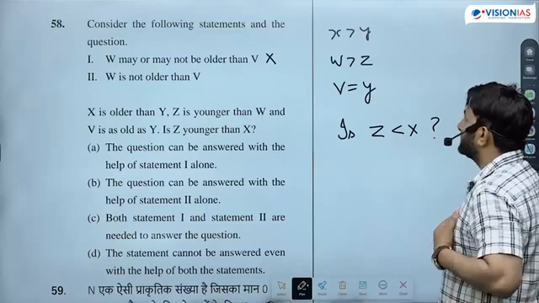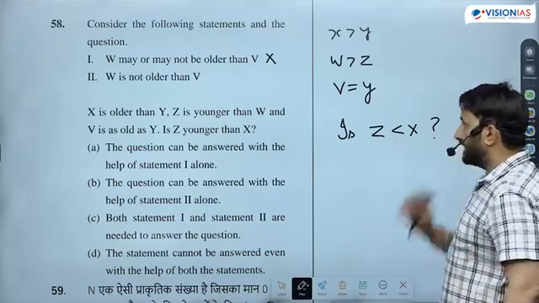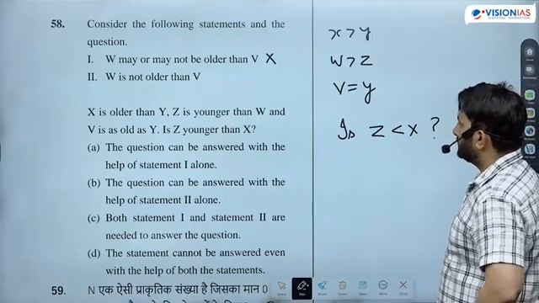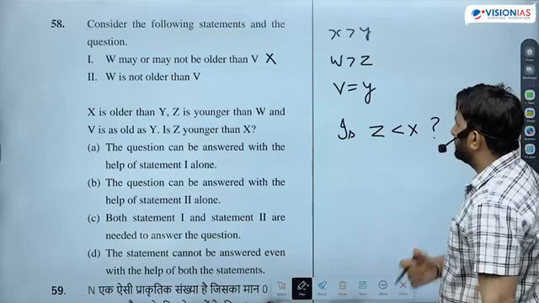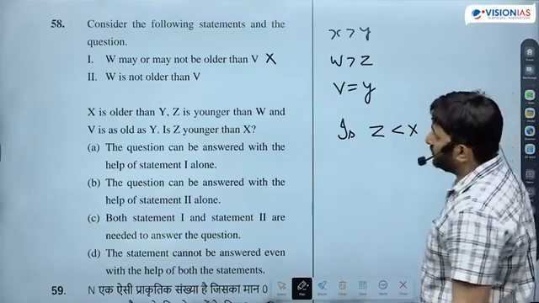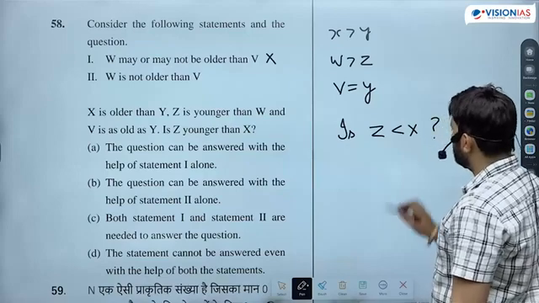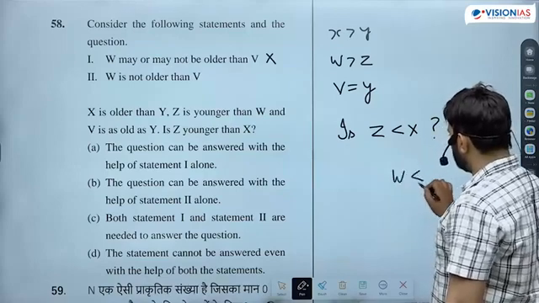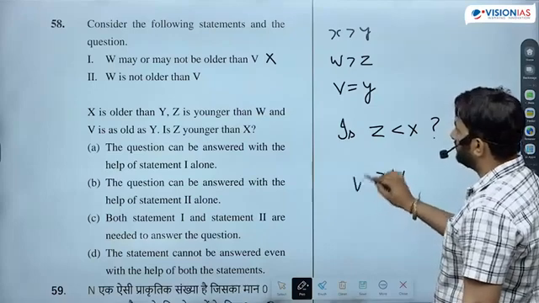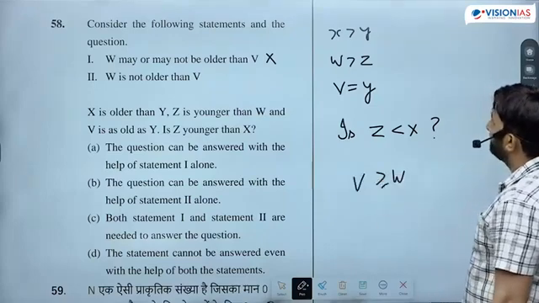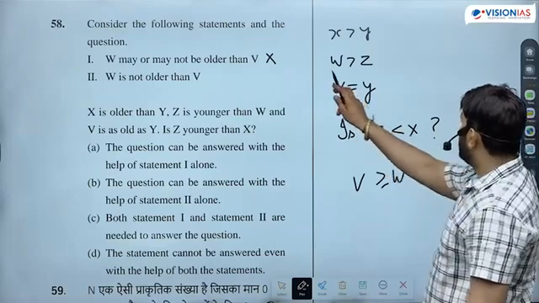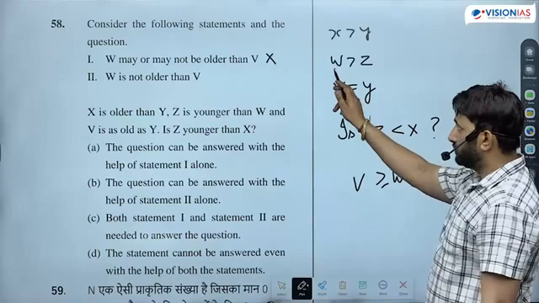So it means either W will be the same age as that of V or less. Same or less. W is not older than V. W is younger or equal to V. So in place of W I will write V here.